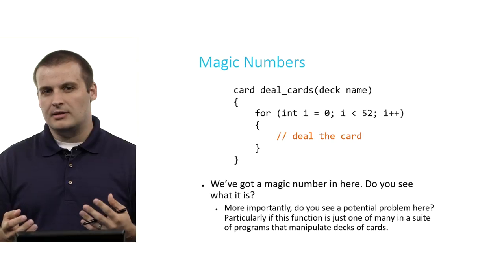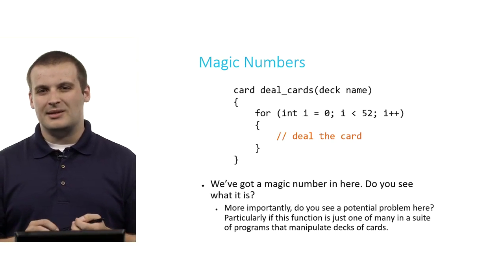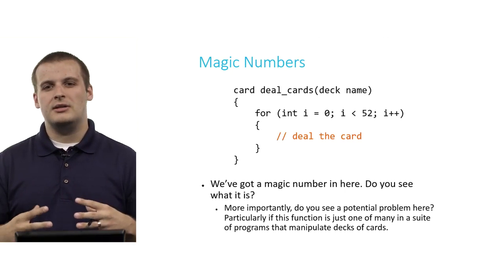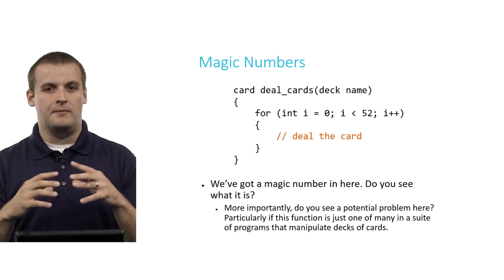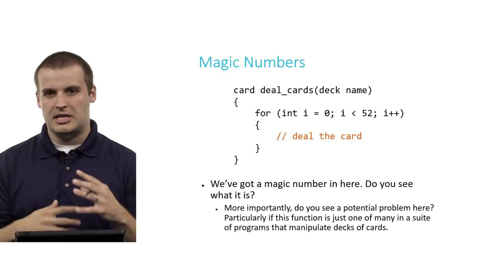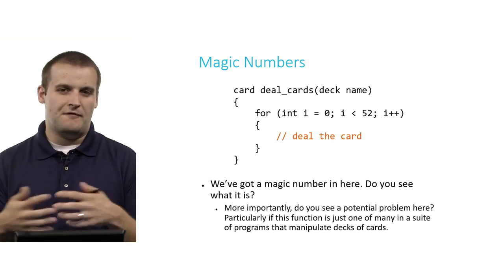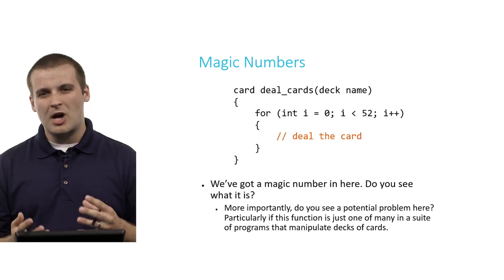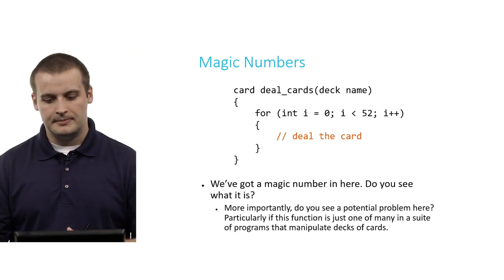Do you see what the magic number is? Or more importantly, do you see what the problem is here? Particularly if this is just one function in its own file in a folder that contains a bunch of different files, each of which does another thing to a deck of cards. Maybe it shuffles them or deals a hand of 5 cards instead of a single card. Do you see what the problem could be here? Do you see the magic number I've injected into the code?